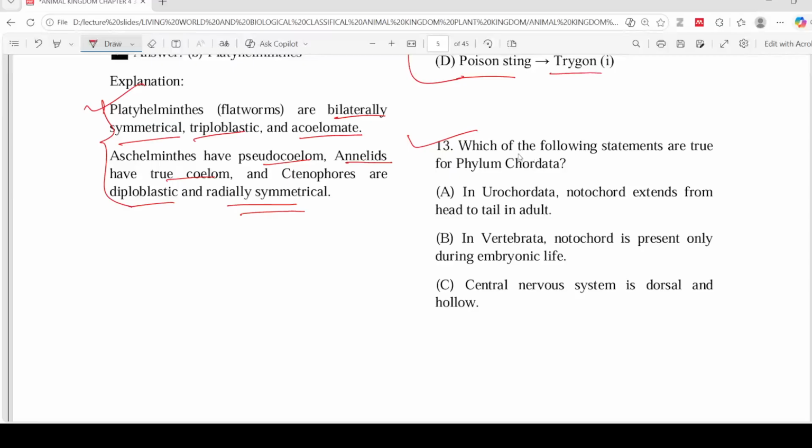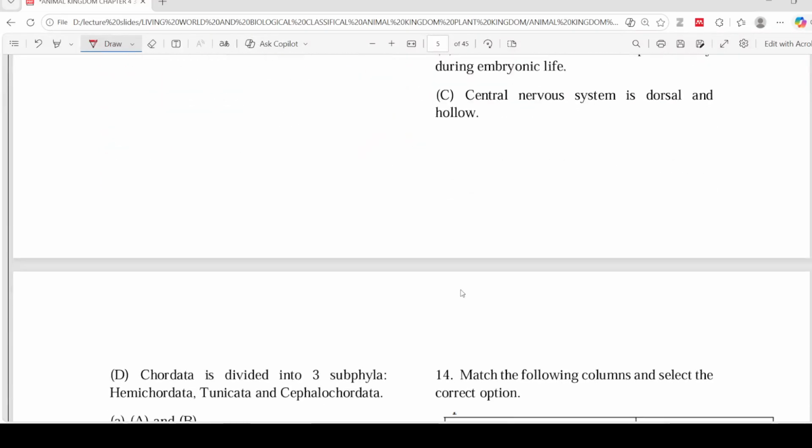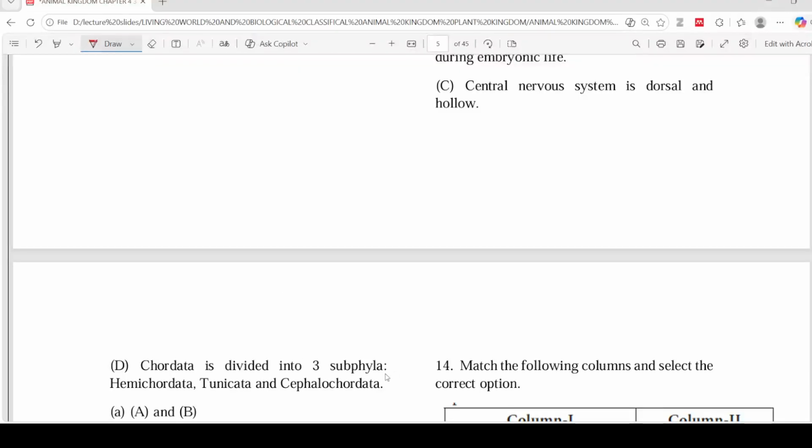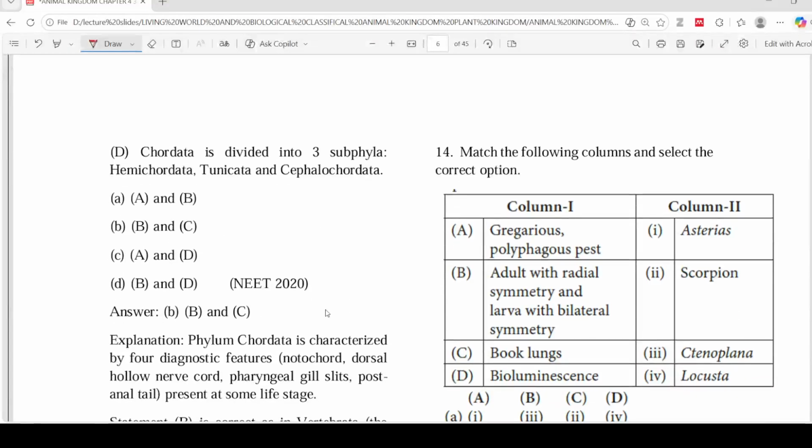Question 13. Which of the following statements are true for phylum Chordata? In Chordata, notochord extends from the head to the tail in the adult. So this is definitely not correct. In vertebrata, notochord is present only during the embryonic stage, and central nervous system is dorsal and hollow. And option D, Chordata is divided into 3 subphyla: hemichordata, tunicata, and cephalochordata. So the correct answer will be option B.